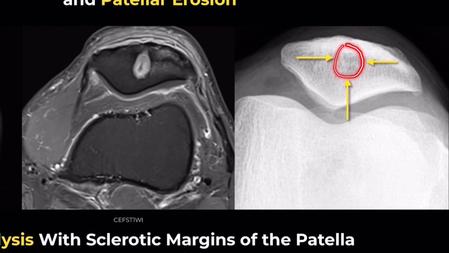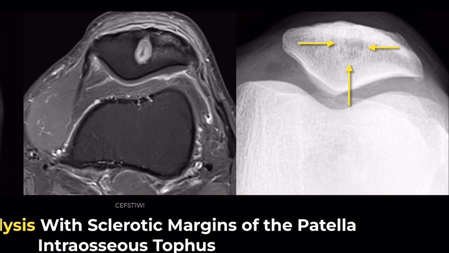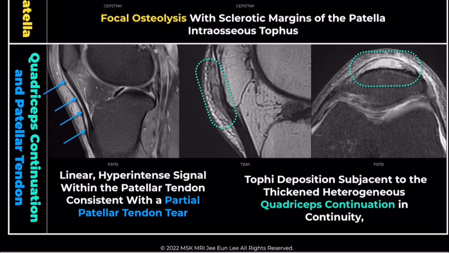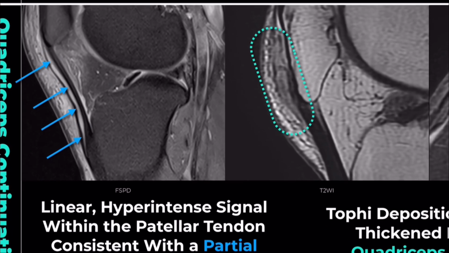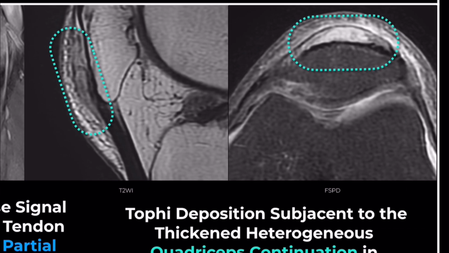Radiographs show focal osteolysis with sclerotic margins of the patella, indicating the presence of an intraosseous tophus. Let's consider another gout patient. In this case, a linear, hyperintense signal is observed within the patellar tendon, indicating a partial patellar tendon tear. There is also Tophi deposition subjacent to the thickened, heterogeneous continuation of the quadriceps tendon.